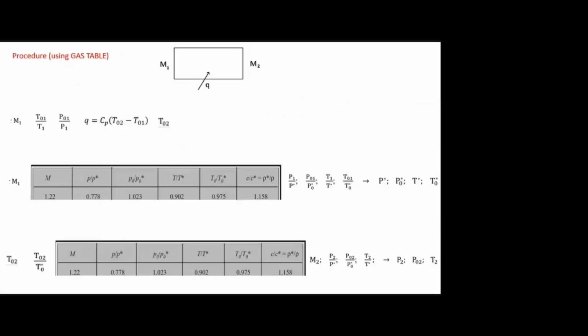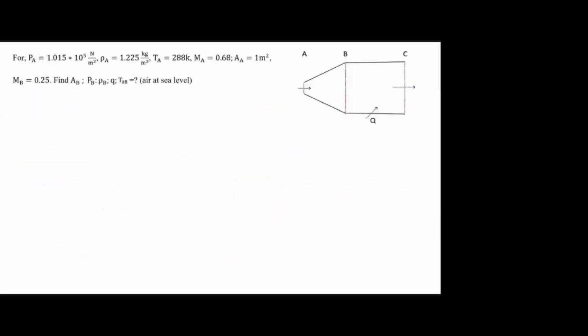The problem procedure I already told you, 4 steps. Once you know M1, you go to the isentropic table, also the Rayleigh table. Then using this formula you find T02, then the T02 ratio, and from the other one, the Rayleigh table, you can find the remaining properties. The same thing you are going to apply now.